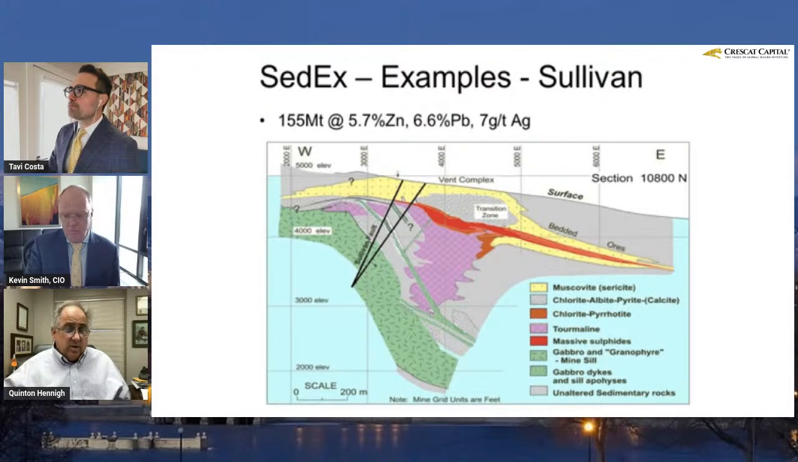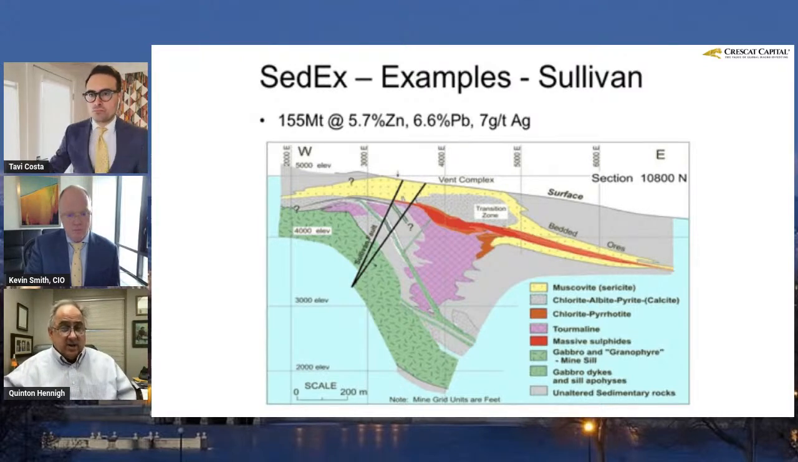Okay, one of the biggest SEDEX deposits in the world is called Sullivan, and it is in southern British Columbia. It's a monster of a deposit. The numbers that I've seen for it range anywhere from about 150 up to 180 million tons. In this slide here, it says 155 million tons, 5.7% zinc, 6.6% lead. So it's almost an even balance of lead and zinc.